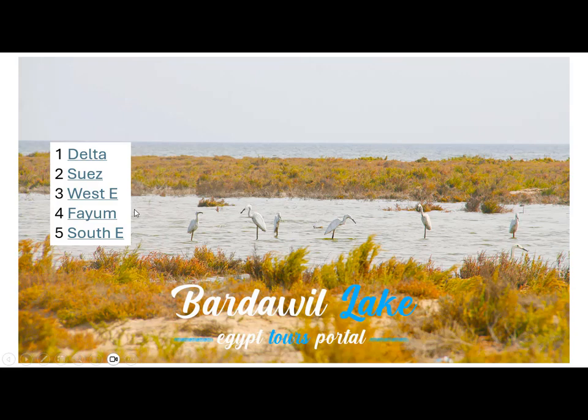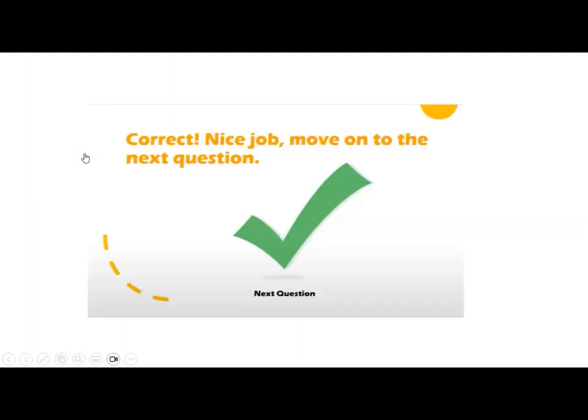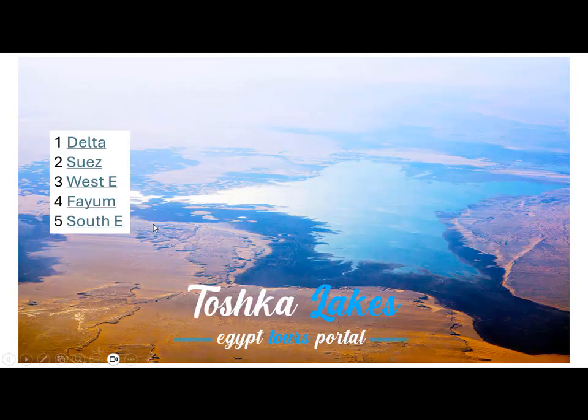And last one is Bahrawy Lake. Bahrawy Lake is one of the cleanest lakes in terms of water quality, as you can see from the beautiful birds here, and it's located also in the delta. This is correct. Toshka Lakes.